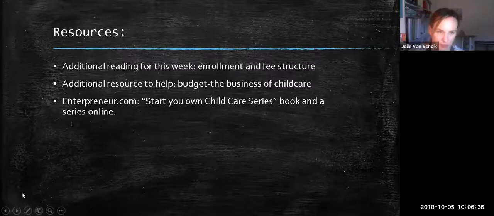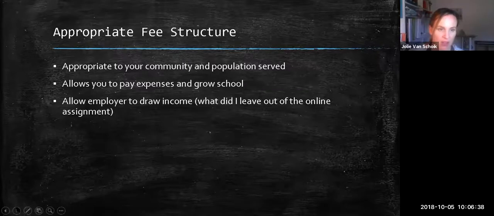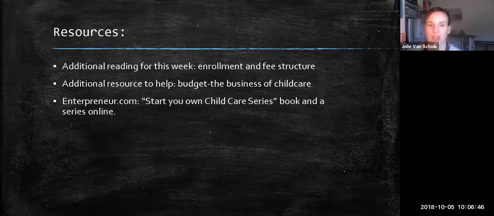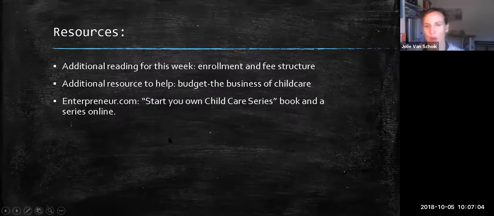And then as well, for our resources, I have an enrollment and fee structure online on Canvas. I also have a budget from The Business of Childcare by Gail Jack as well. And then there's a fantastic one on entrepreneur.com, which is for small business owners, called Start Your Own Childcare Series. It's a book and a series online as well. I think you do have to pay, but it's an interesting source as well if you are looking to learn more about starting childcare.